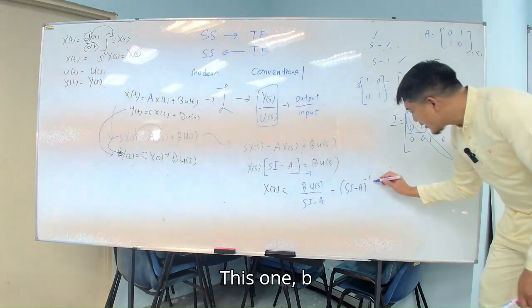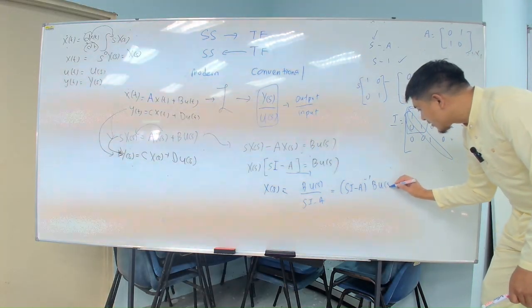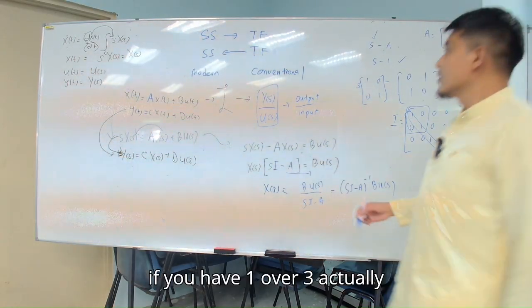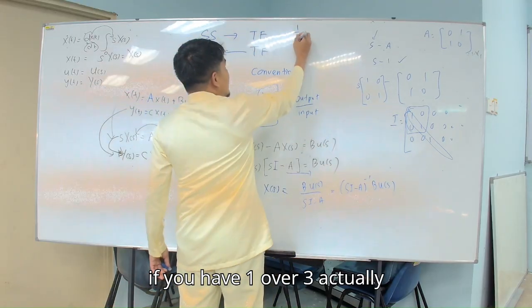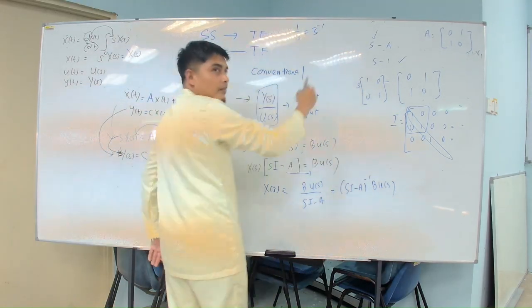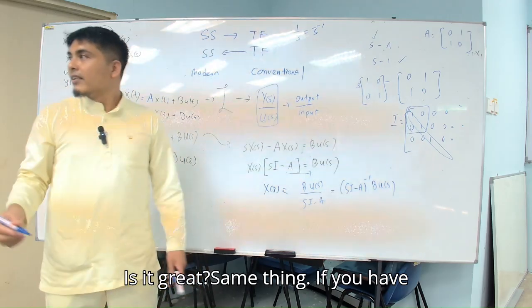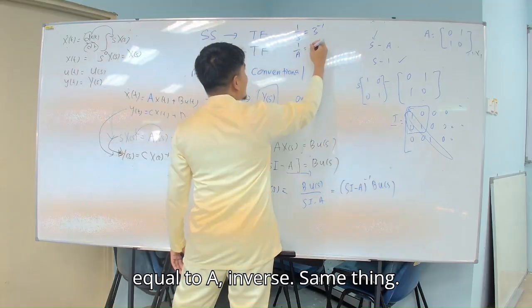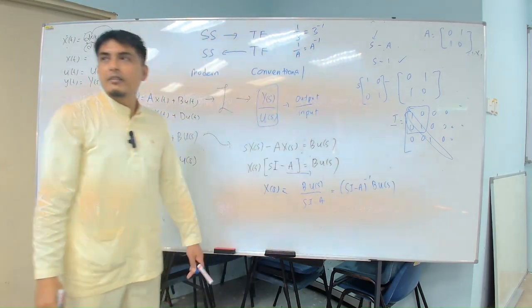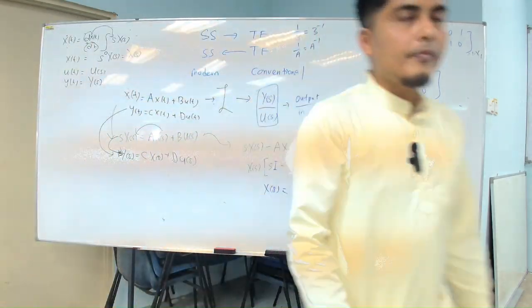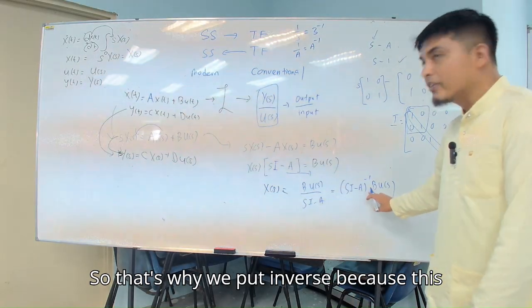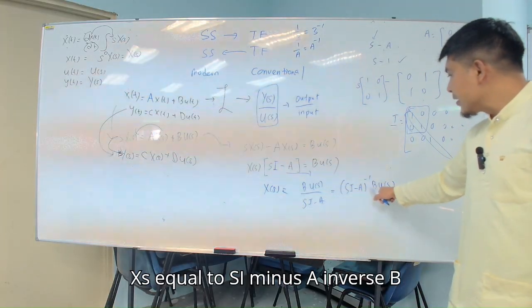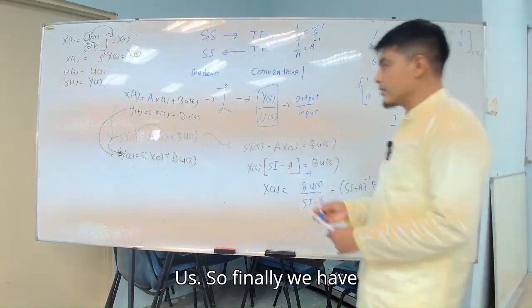This one, BUS. Same thing. If you still remember, 1/3 is actually equal to 3 inverse. Is it correct? Same thing, right? If you have 1/A, it is actually equal to A inverse. Same thing. Okay. So that's why we put inverse, because this is a matrix. So now you have XS equal to SI minus A inverse BUS.